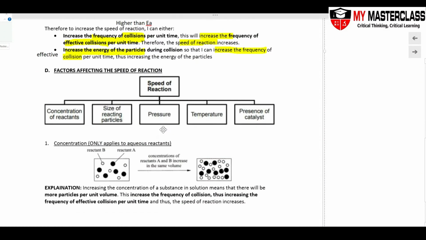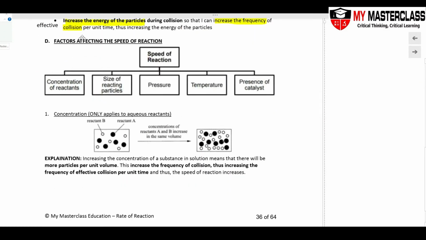So using collision theory, we will look at some of the factors that affect the speed of reaction. We have these factors: concentration, size of the particles, pressure, temperature, and catalyst. Let's look at concentration first. Concentration will apply to aqueous reactants, or your acid and alkali.